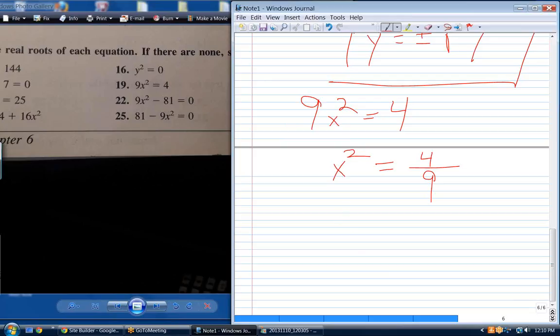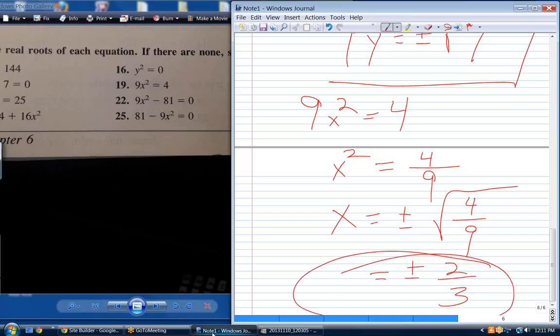X equals plus or minus square root of 4 ninths. Okay. What is the square root of 4 ninths? Would it be 2/3? Yes. There's your answer.